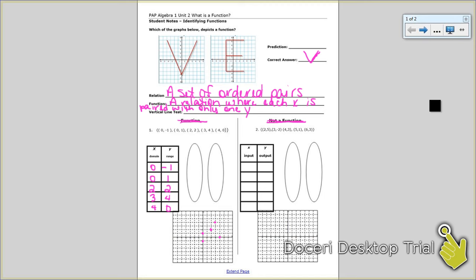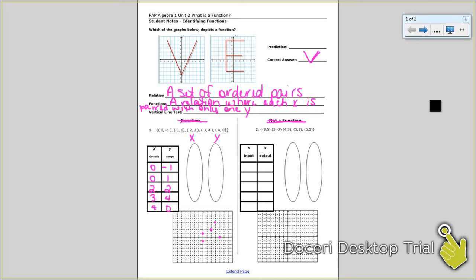So now I've got to do this thing with these ovals. This is called a mapping, and it's exactly what it sounds like. It's a map. What do maps do? Maps give you directions. They tell you how to get from point A to point B. They show you how different areas of a city or a town or a state or a country are connected. And so that's what's going to happen. We're going to use this mapping to show how our x's are paired with our y's.